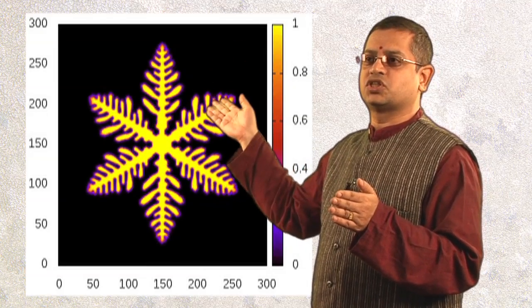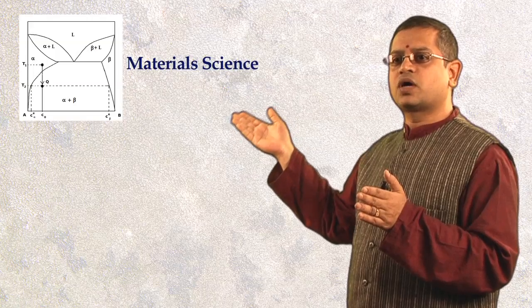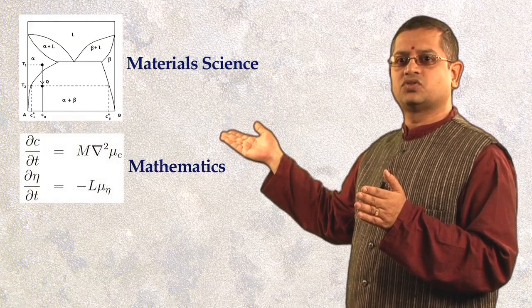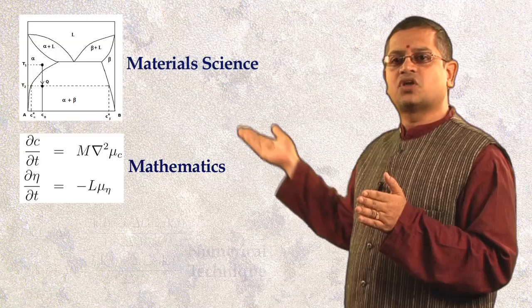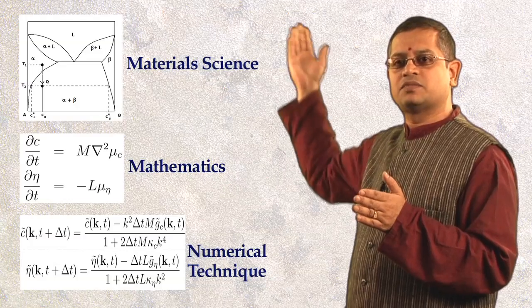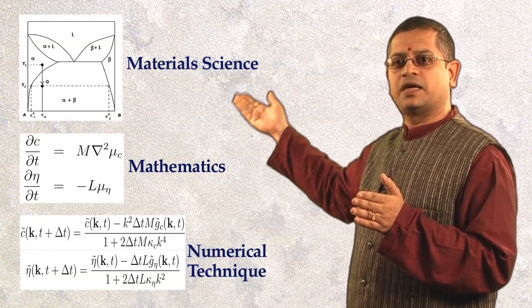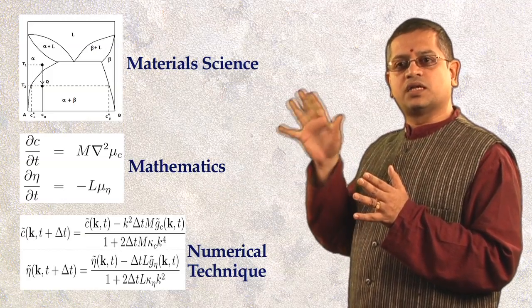So, in phase field modeling, there are three aspects. One is, of course, the material science aspect. The second one is to look at the mathematical structure. So, we want to pose this problem as a mathematical problem and solve the mathematical problem. So, we have three things to take care of. One is material science, the other one is mathematics, the third one is computation. In this course, we are going to look at all three aspects.